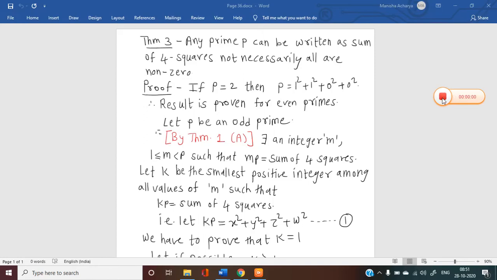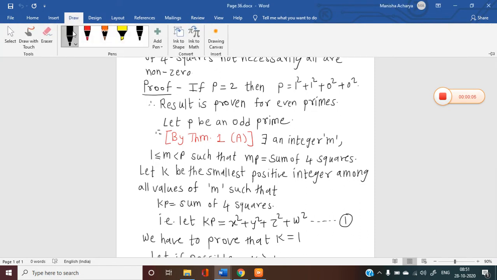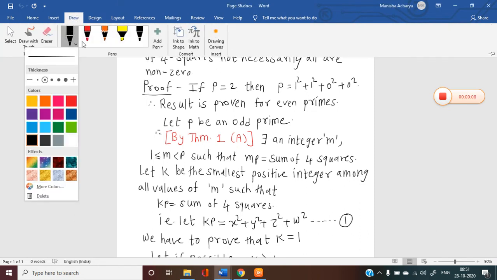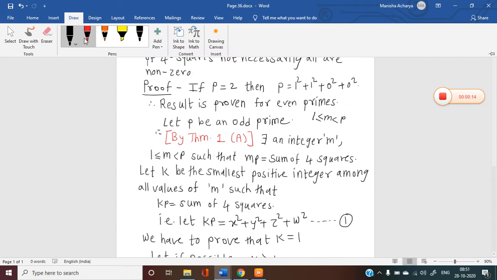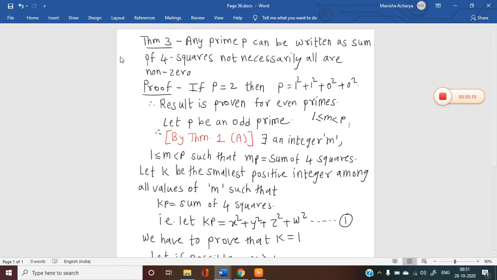Hello dear students, in theorem 1a we have studied that for any prime p we can find an integer m, 1 ≤ m ≤ p, such that m·p can be expressed as a sum of four squares, where not necessarily all are non-zero, that means some of them may be equal to 0.